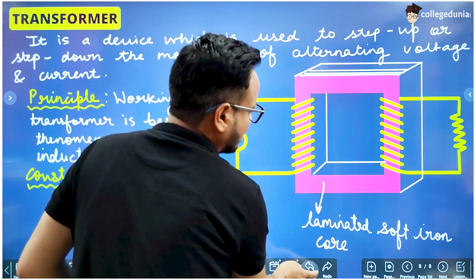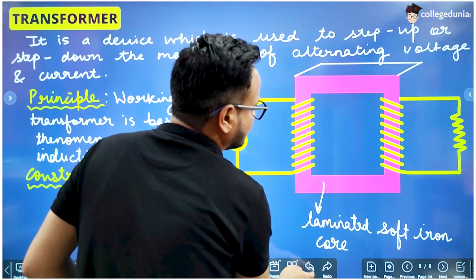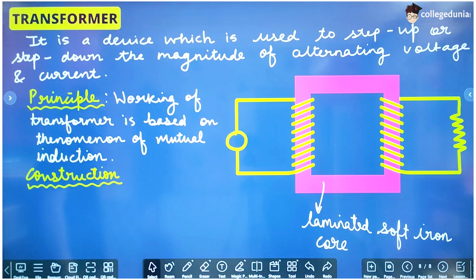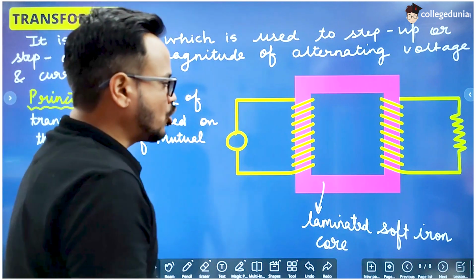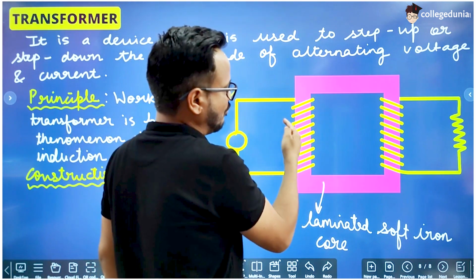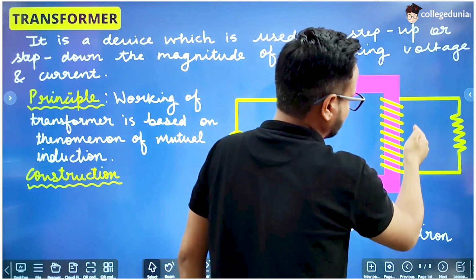So okay, now let us get back to the easy diagram. And on this soft iron core, two copper coils are wound like this, right?